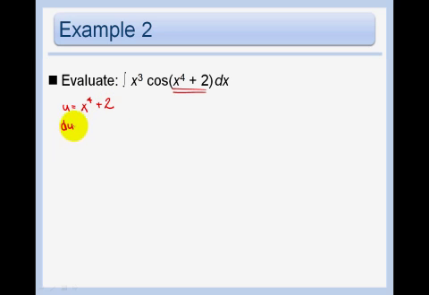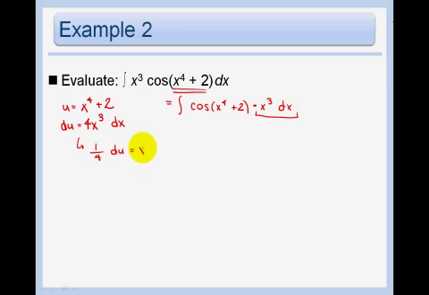Well, then du would be 4x cubed dx. Do you see a 4x cubed dx in this? Let's just rewrite this, how we're hoping for it to work out. Just reordered things. So no, you don't see a 4x cubed dx, but you do see an x cubed dx. So let's just say, well, 1/4 du equals x cubed dx, right?